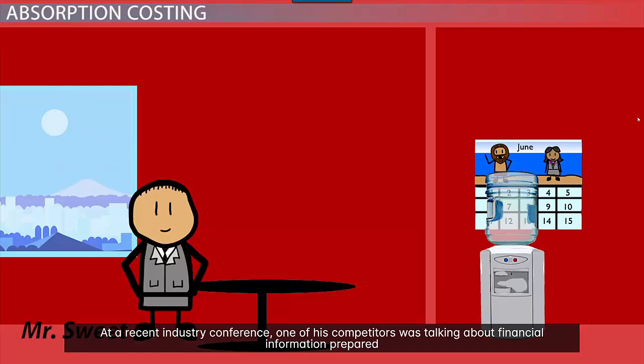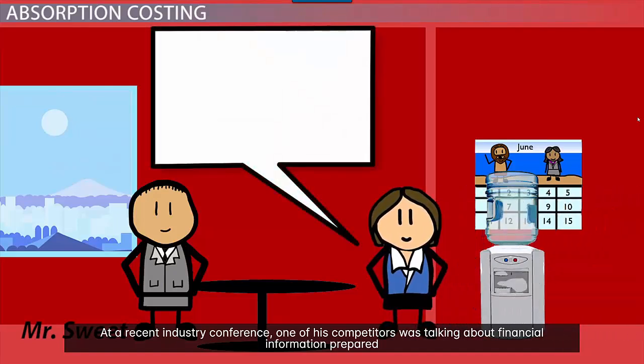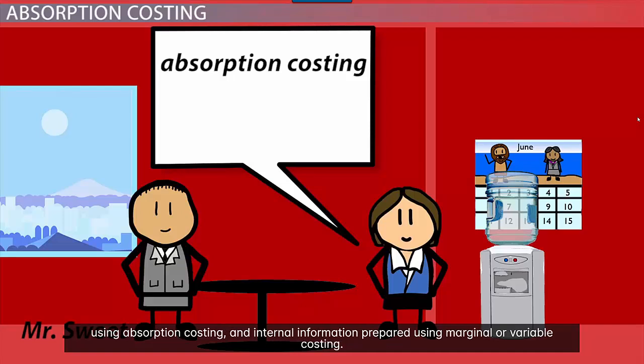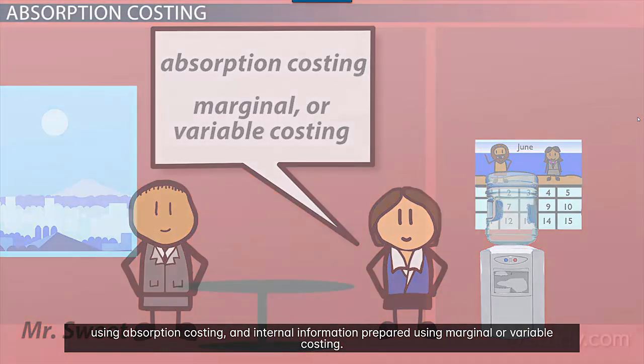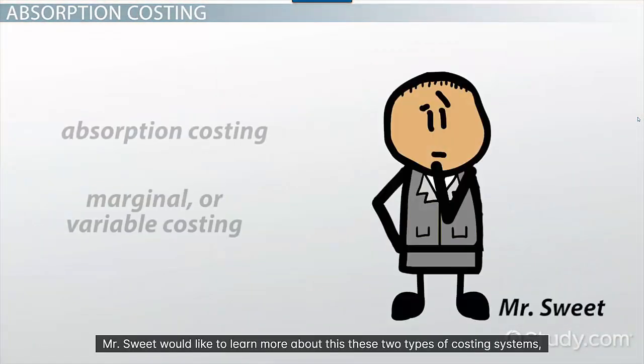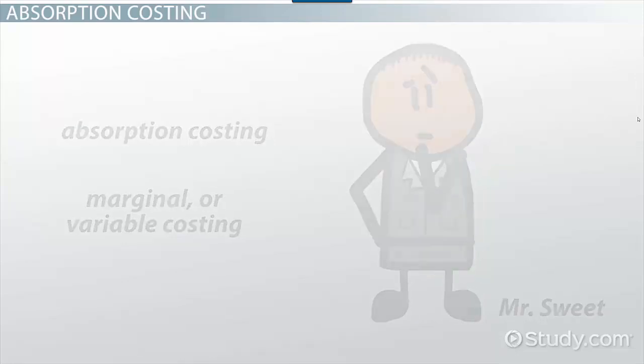At a recent industry conference, one of his competitors was talking about financial information prepared using absorption costing and internal information prepared using marginal or variable costing. Mr. Sweet would like to learn more about these 2 types of costing systems and which one he can use for external versus internal reporting.